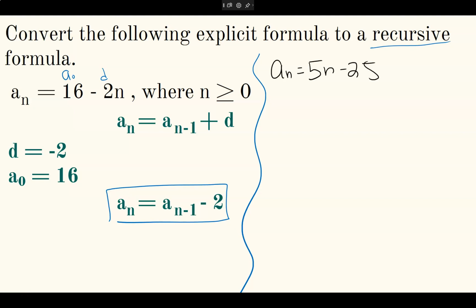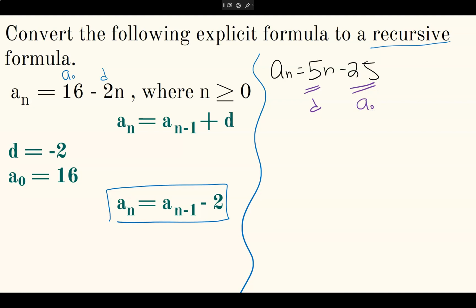All right, so I heard some light bulbs go off. How is this one a little bit different from the last one? It is switched around. Doesn't that look more like a line? That mx plus b situation? So from here, what is my first term? The -25, and what's my difference? The 5. This is my d. This is our a sub 0.